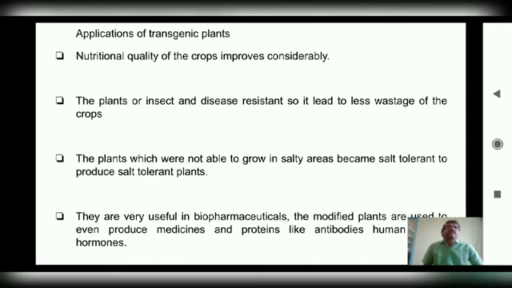So we can increase the nutritional quality of the crops by these transgenic plants. So these plants, as I already told you, are resistant to insects, diseases, pesticides, etc. And they are also resistant to salty areas. They are salt tolerant plants, and they are also very useful in biopharmaceuticals. So the modified plants are also used to produce medicines and proteins.